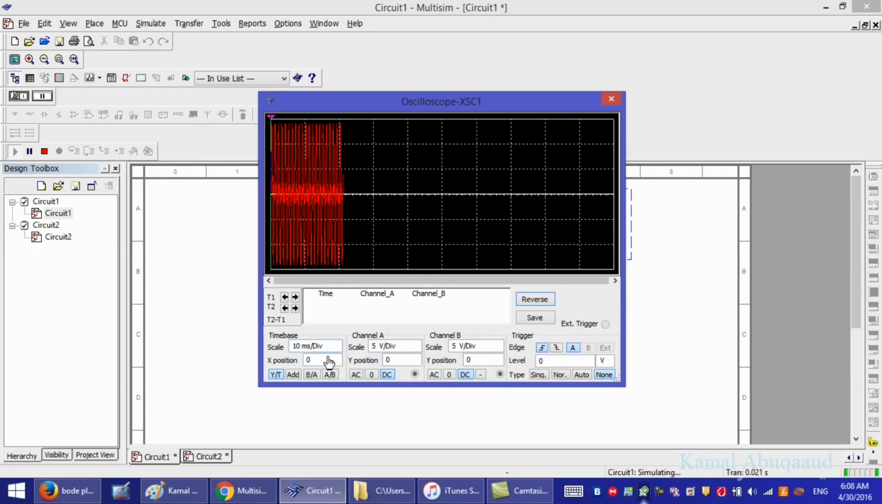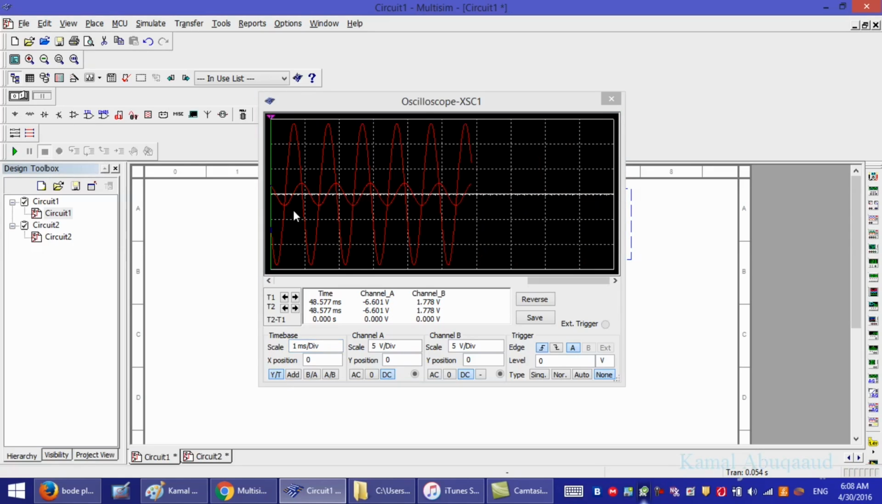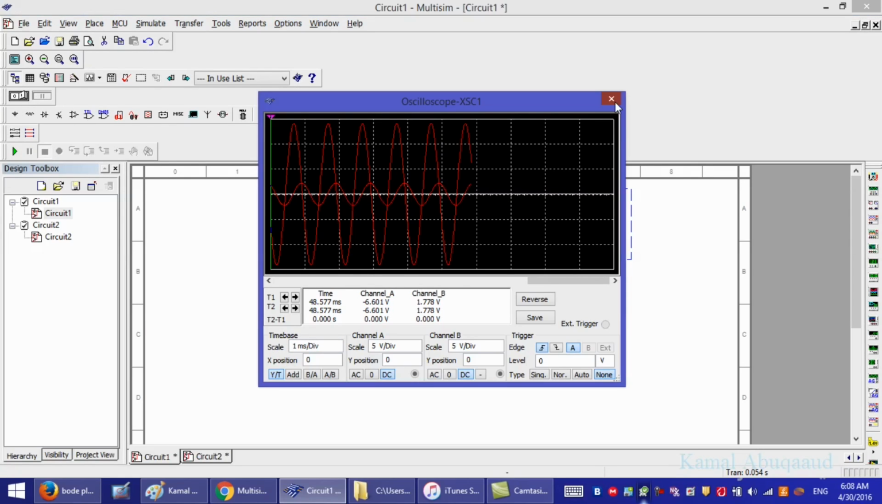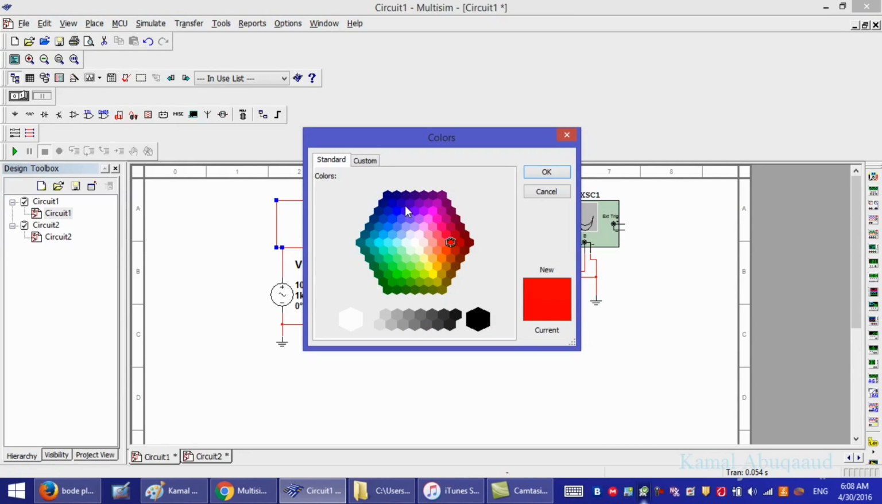If I double click the oscilloscope, I will get two voltages. I can adjust the time per division. Now both voltages are in red. To adjust the color of the output voltage, all I need to do is to right click one of the probes and change the color segment.